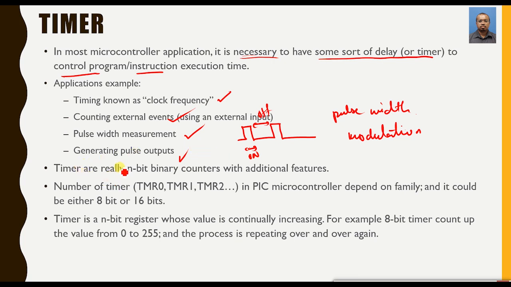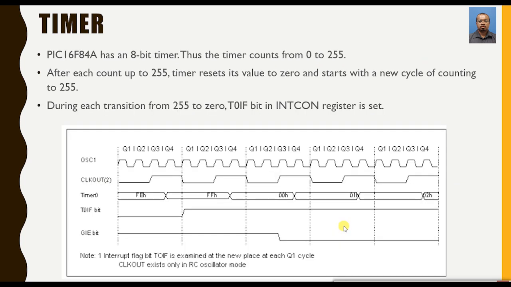Timers are really n-bit binary counters with additional features. The Timer 0, Timer 2, it depends on the family. It could be either 8 bits or 16 bits. A timer is an n-bit register whose value is continually increasing. For example, an 8-bit counter counts up from 0 to 255, and it repeats over and over again. So PIC84 will have an 8-bit timer counting 0 to 255. After up to 255, it will recount from 0 again.